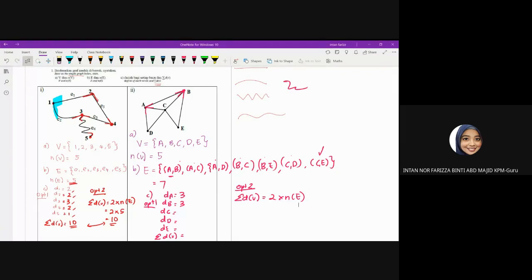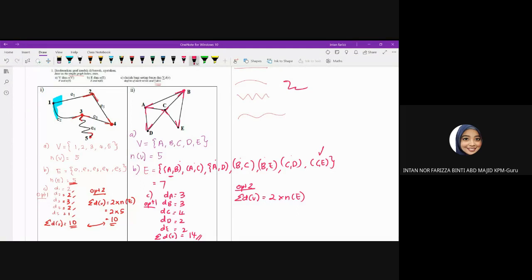Okay, so let's look at the question. So D, C, how many coming out from C? We have 1, 2, 3, 4 branches. D, we have 2. And E, we have another 2. So total of 3, 3, 4, 2, 2 is 14.